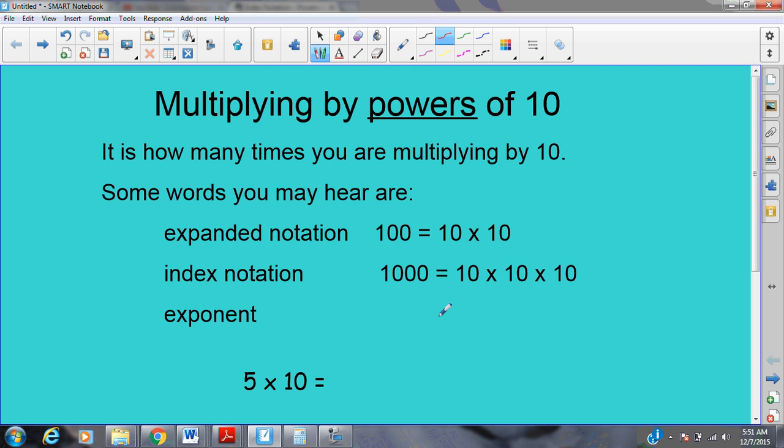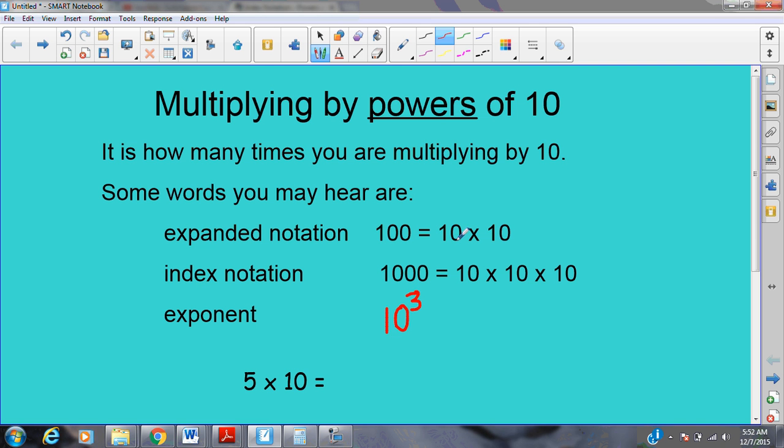They may use what's called exponents, and I wanted to show you. So instead of writing 1,000 or 10 times 10 times 10, you could see it written like this: 10 with an exponent, and that's the little number right here, 3. That tells you how many times to multiply 10.